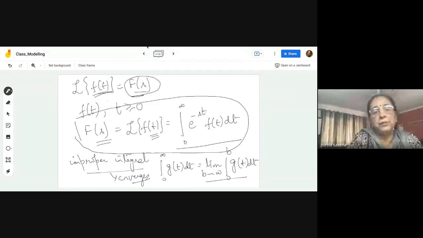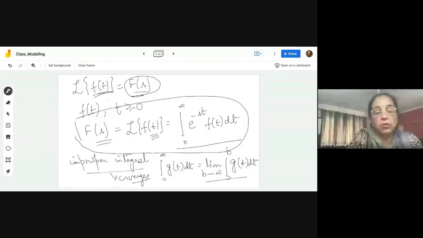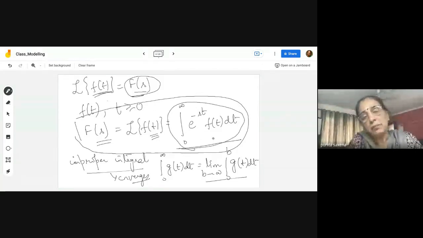Can anybody just speak up? Improper integrals, I think you've all studied, or not? Yes or no? Yes, ma'am. Right? So, we know that means Laplace transform is basically going to end up in an improper integral, right? And this improper integral may converge, may not converge.